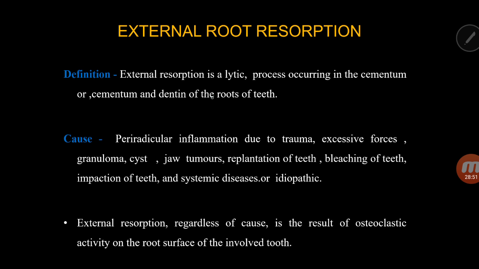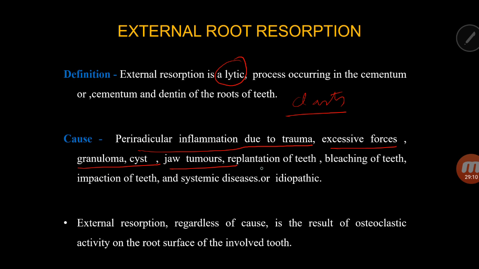The last one is external resorption, and resorption is a lytic process where the osteoclasts get activated, which leads to resorption of the bone or the cementum or the dentin of the roots. The causes may be periapical inflammation due to trauma or excessive forces, associated granuloma or cyst, jaw tumors, reimplantation cases, bleaching of the teeth, impaction of the teeth, and systemic diseases, or sometimes it may be idiopathic.